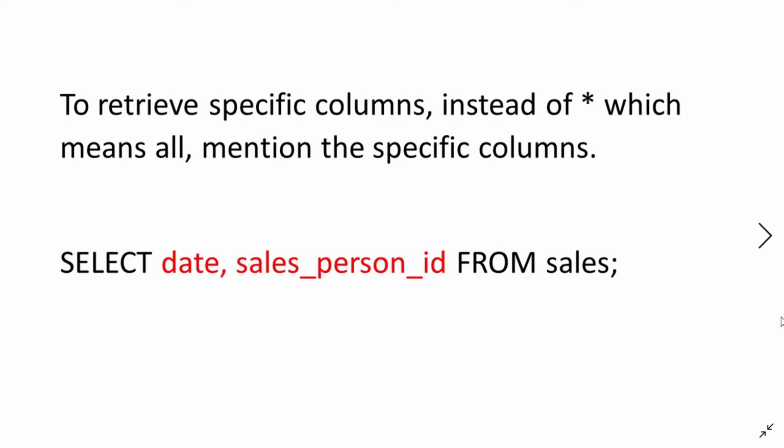To break it down for you, to retrieve specific columns, you just put the column names in. I put them here in red. Before we had star, which meant everything, and now we've just put the column names, date, and salesperson ID.